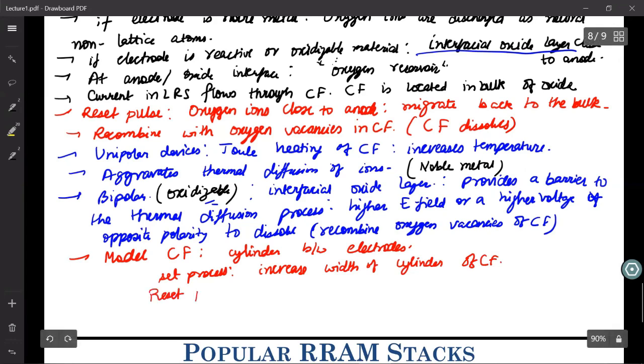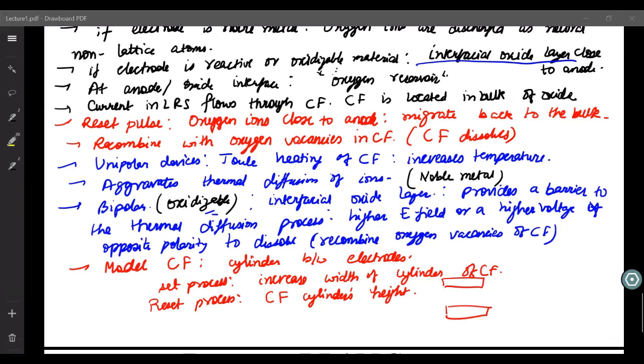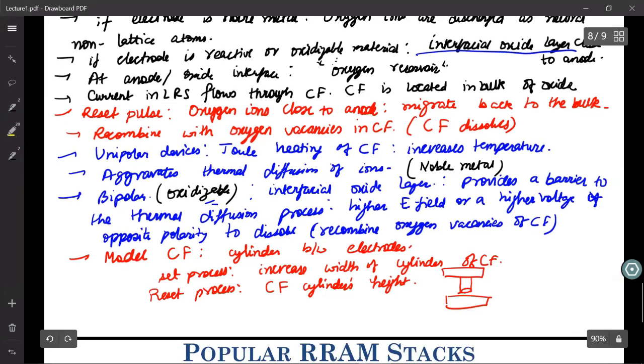Whereas for the reset process, we model this CF cylinder's height. So if the height is lower than the oxide thickness, let me just draw this. Let's say this is one electrode, this is the other electrode, and we have modeled it as a cylinder in between. If the height of the cylinder is small as compared to the oxide thickness, then we can say that the filament has dissolved and the device is in the reset state. So this is how they model the conduction filament.